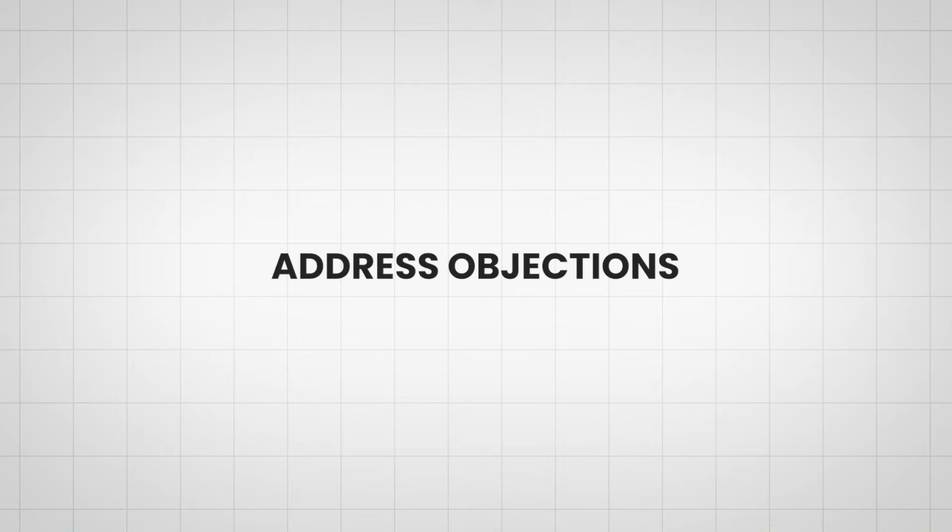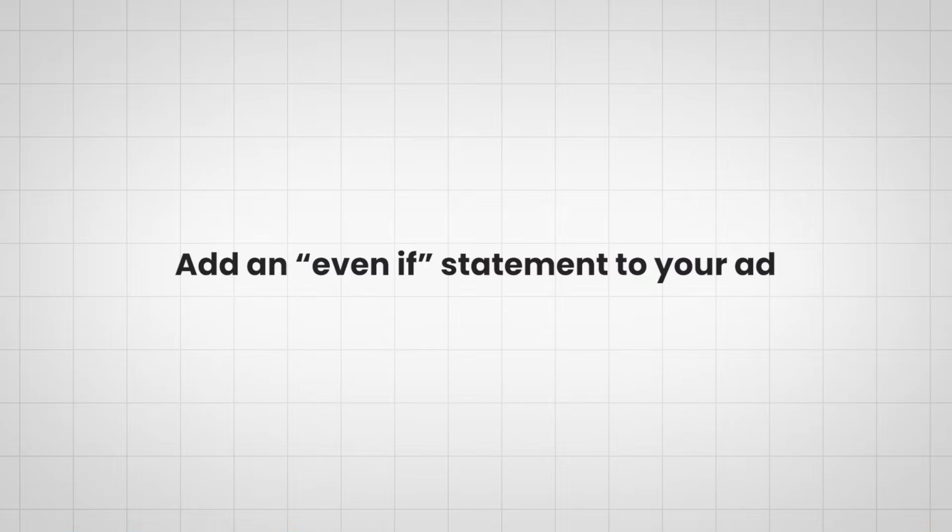Remember, the goal is to get more of the people who click on your ad to actually buy once they make it to the sales page. So you want to do everything you can to address any objections they might have up front in the ad copy. That way, when your prospect hits the sales page, they are all out of excuses not to buy. Here's a very simple way to do that. Add an "even if" statement to your ad.